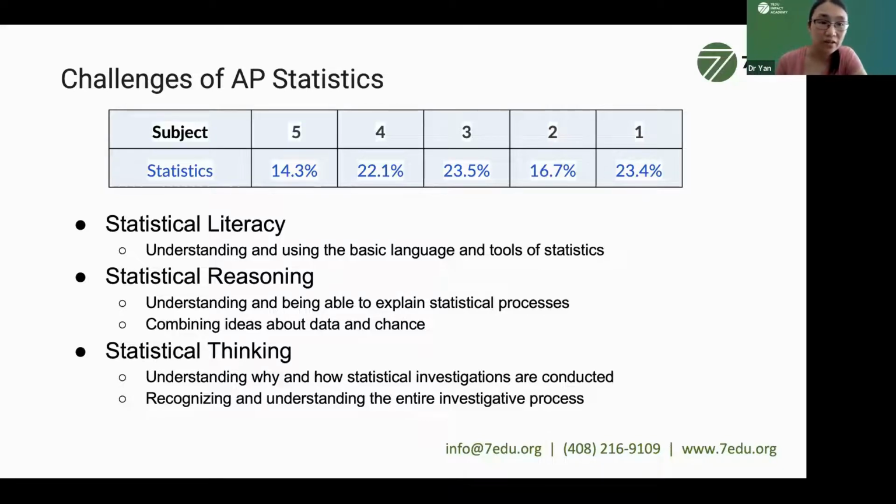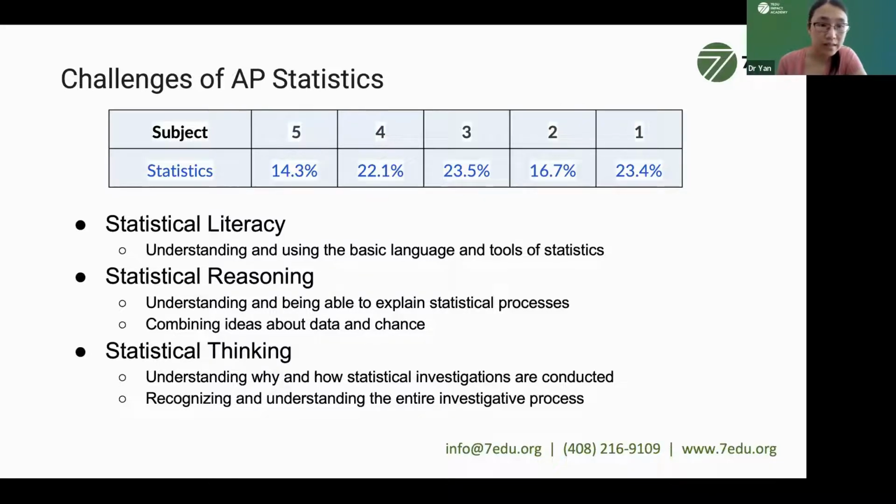In fact, I've seen a lot of students who are very strong in math, even qualify for AIME in math competitions. They still struggle when they study AP Statistics. I think it's mainly because statistics is quite new to them. They are not used to the statistical language. These are the three skills that students really need to have in order to succeed in AP Stats.